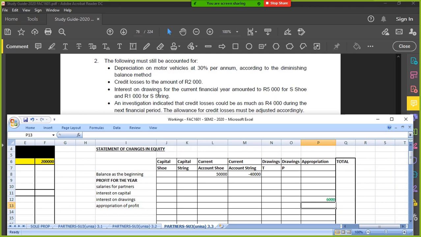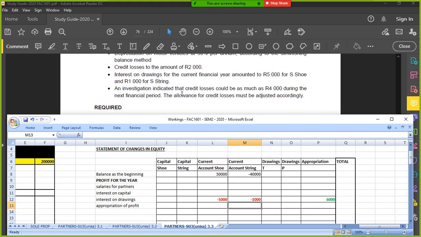Okay, what am I going to do with the 5 and the 1? I would take it out from current account. Correct. Okay, 5 for shoe, 1 for string. Good. Okay, next.